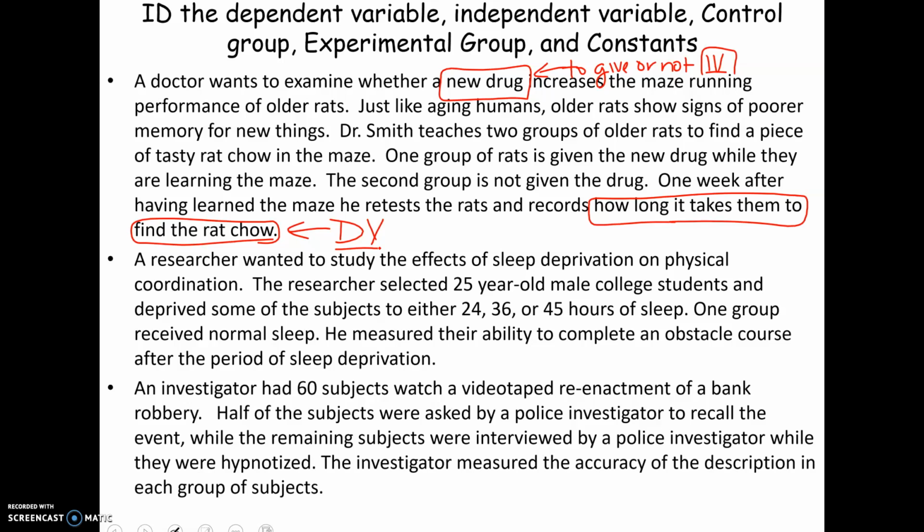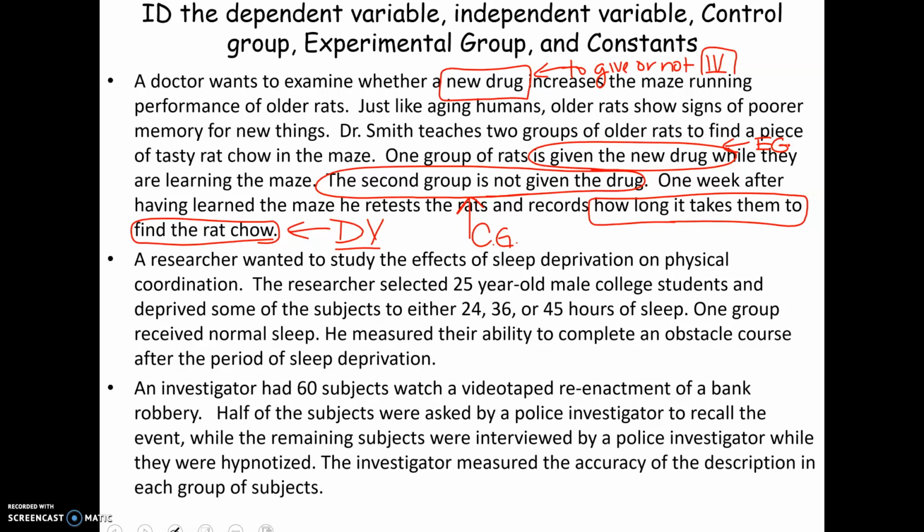Our control group, that's going to be the group that is not given the drug. They're going to be exactly the same as the other group. I'm just going to put CG for control group. And then our experimental group will be the one that is given the drug. So this would be the drug here, this group here that's given the drug. This would be our experimental, I'll just put EG for experimental group. I don't have a lot of space here.